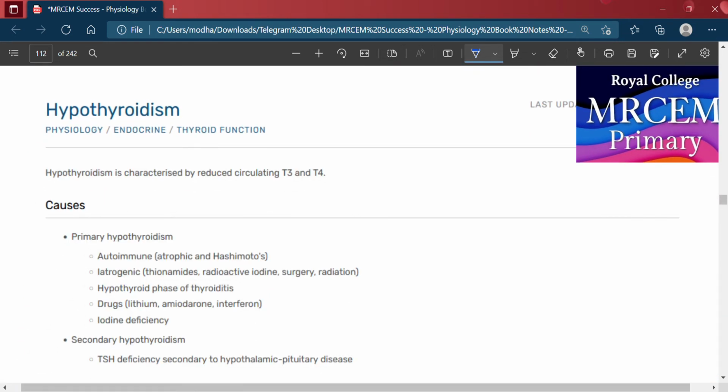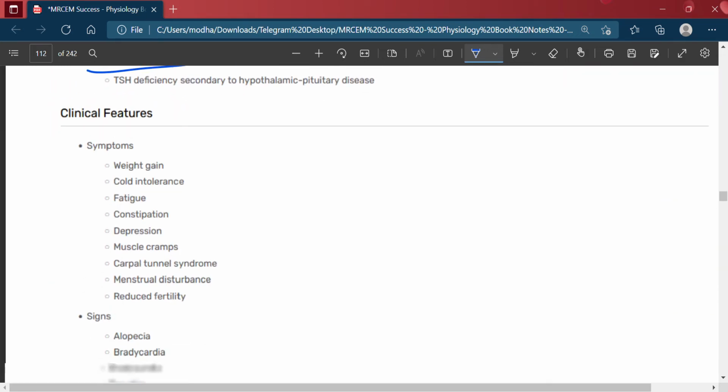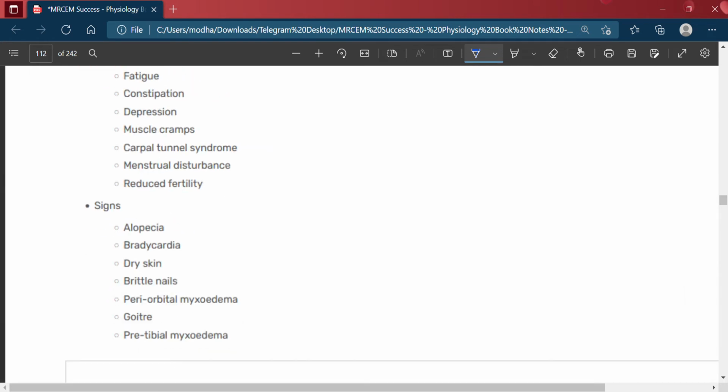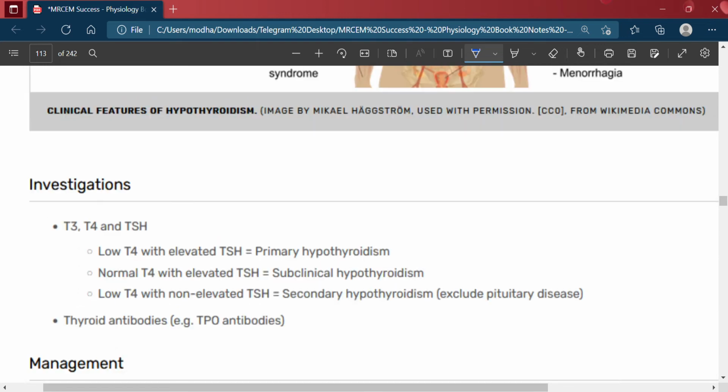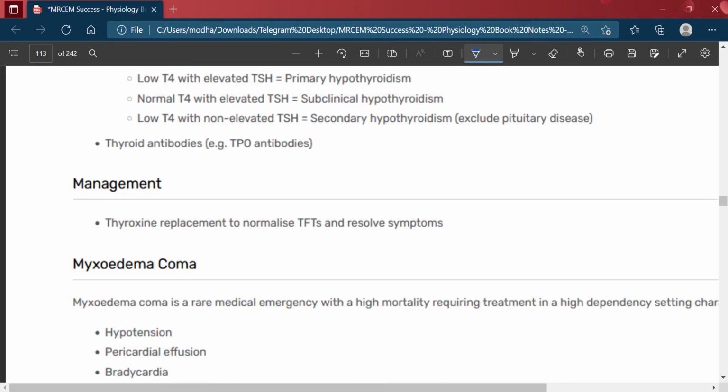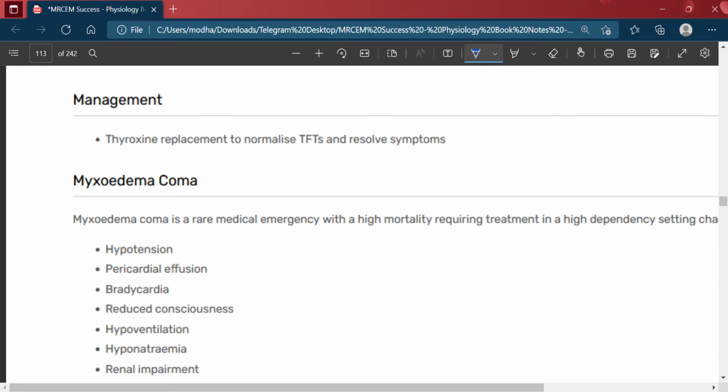Now, hypothyroidism. Hypothyroidism is characterized by reduced circulating T3 and T4. Causes are primary hypothyroidism and secondary hypothyroidism. Then we will see the clinical features, symptoms and signs, then the investigations, and lastly the management. Then we will see myxedema coma.